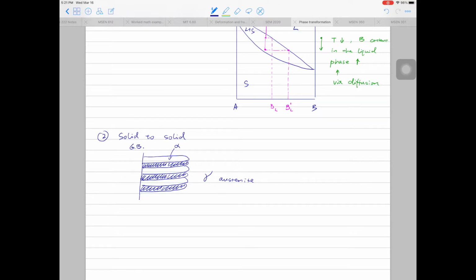One is called ferrite, which has a BCC crystal structure. The other phase is called cementite. Cementite is carbon-rich, whereas ferrite does not contain much carbon. Therefore, during phase transformation, the carbon atoms in austenite will diffuse into cementite as the cementite plates grow into austenite.